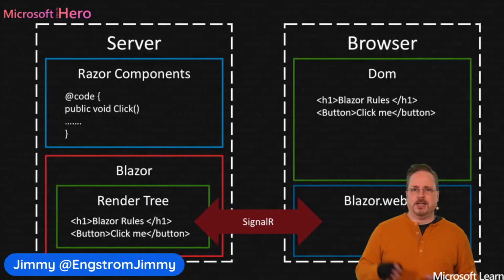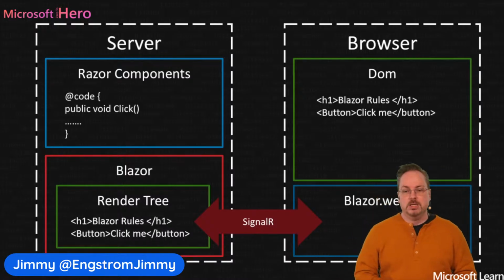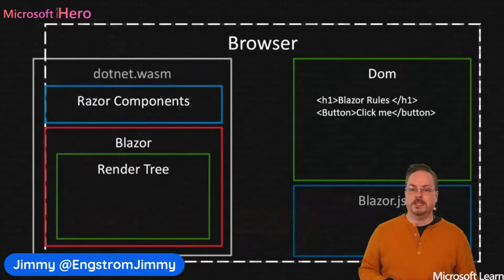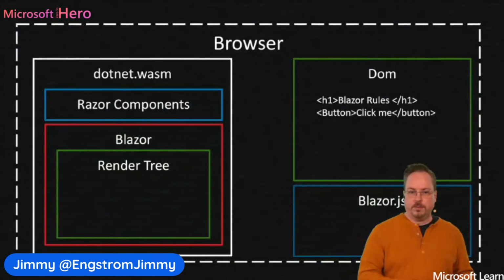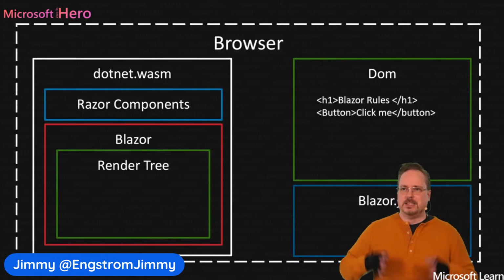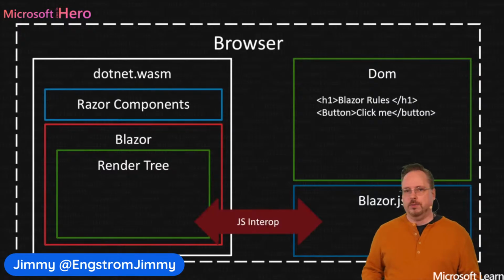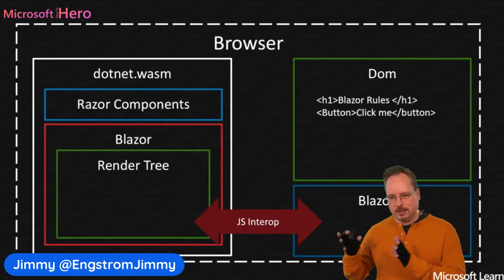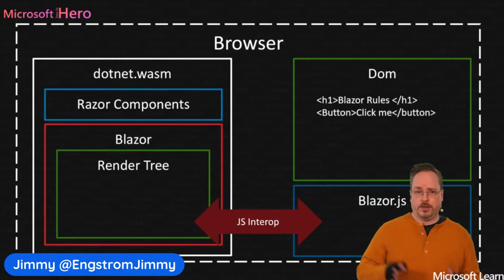All right, so let's go back to our server side. This is how server-side Blazor works. That's the slide we just saw. If we're comparing this to WebAssembly, it is all about where things are running. Instead of running on the server, we're now running everything inside of the browser. We're running inside of .NET.wasm, same Razor components, same Blazor, same render tree. Instead of SignalR, we're using JavaScript interop. We get a little piece of JavaScript and we're updating the DOM. So it's all about where things are running.